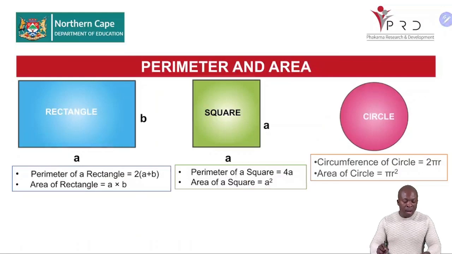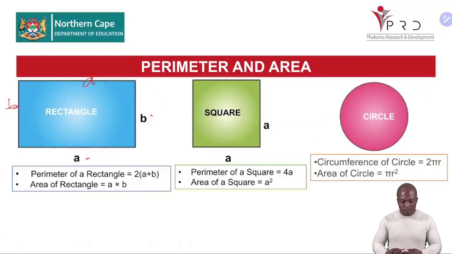So for each one, if you look at the first one, which is a rectangle, because they are all 2D shapes, we are saying that if we want to find the perimeter, it's 2(A + B). It is the same as saying A + B + A + B. If we add all of them, that is the perimeter. Why? Because perimeter is the total distance around the shape.